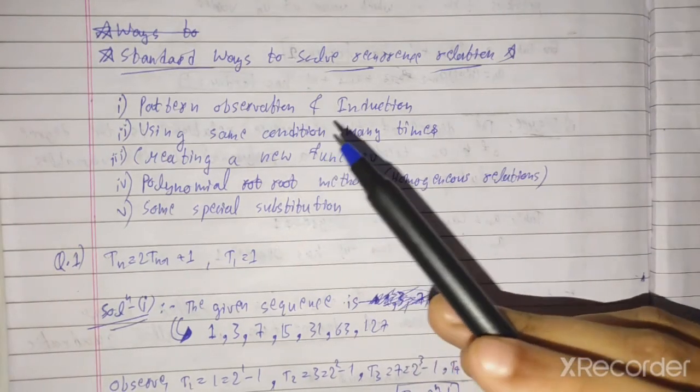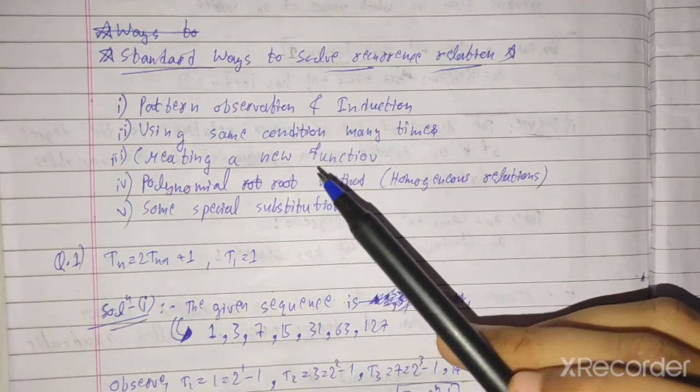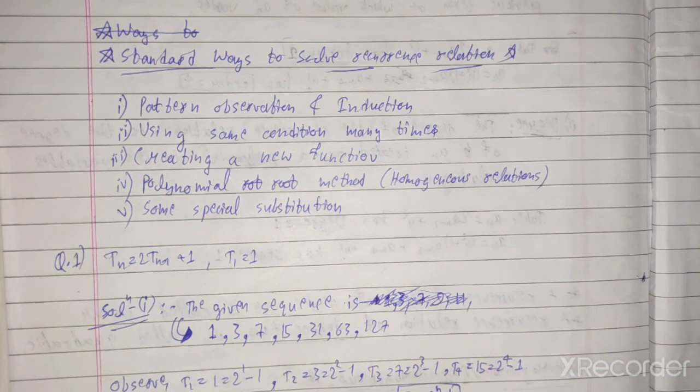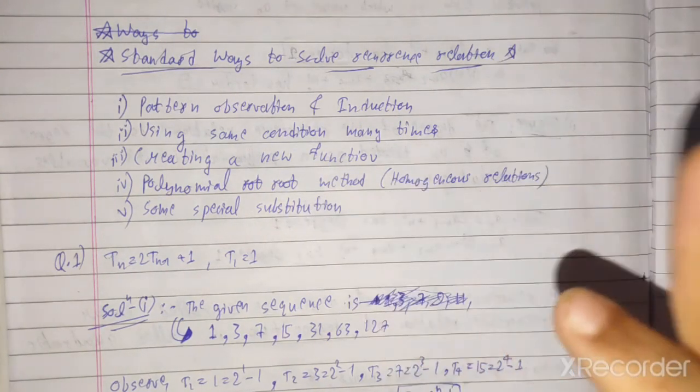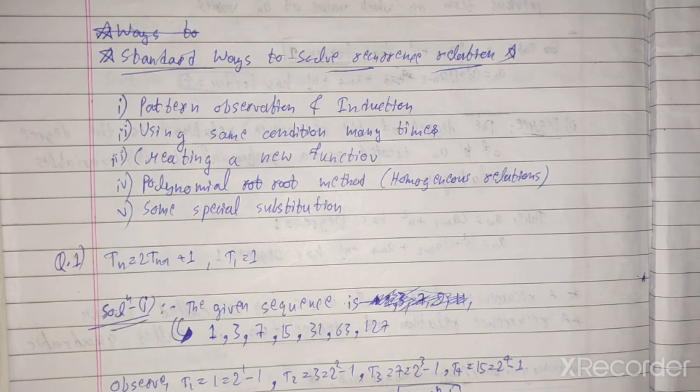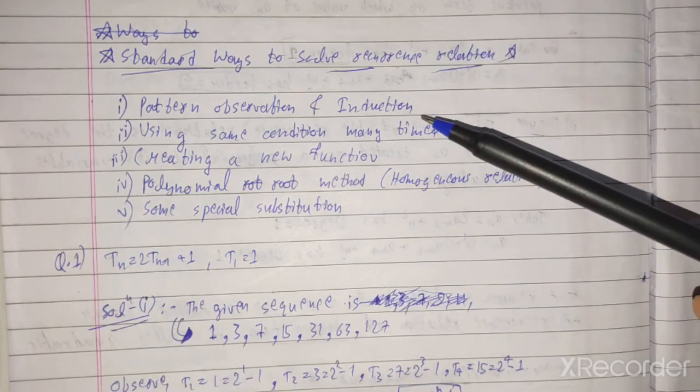So there are some common techniques used in solving recurrence. Obviously there won't be any general strategy to solve any general recurrence, but there are some techniques which must be known and will be very common. Like there are some of them. First technique is pattern observation and induction.